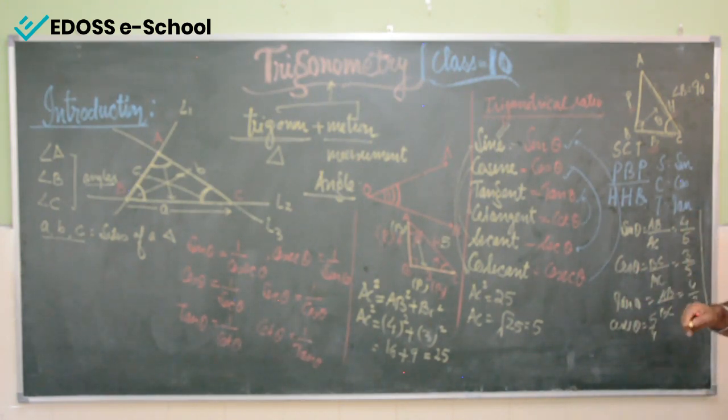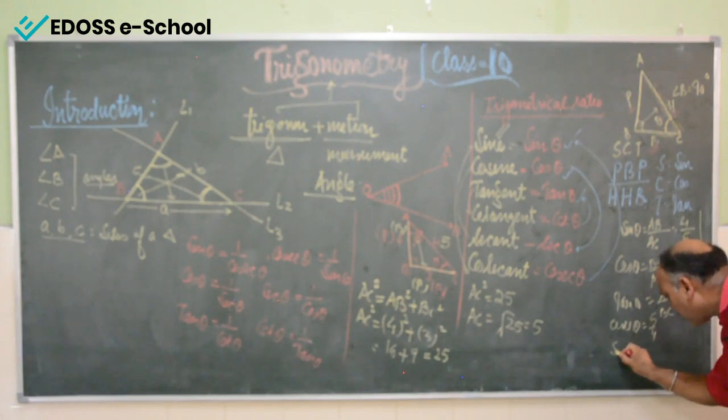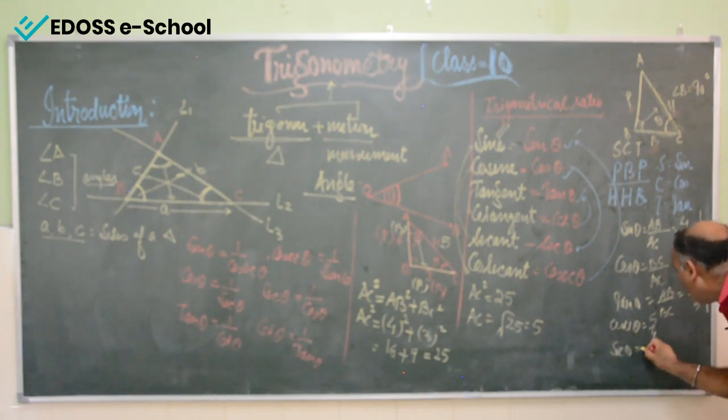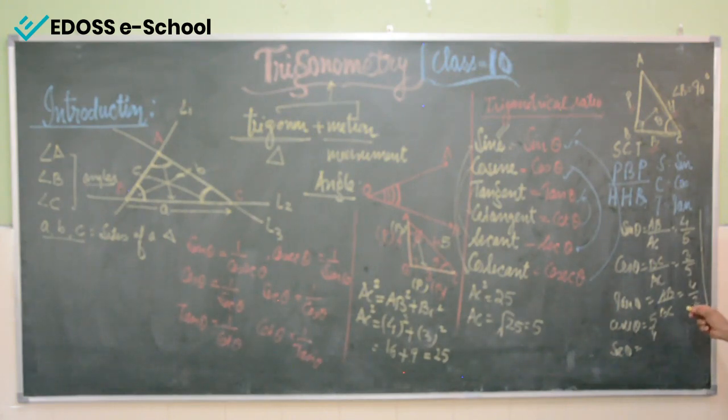Then the reciprocal of cos is sec theta. Then sec theta will be equal to, this is 3 upon 5, then you have to reverse it, you have to reciprocal it. That is equal to 5 upon 3. And tan theta, that is cot of theta, is equal to 3 upon 4.